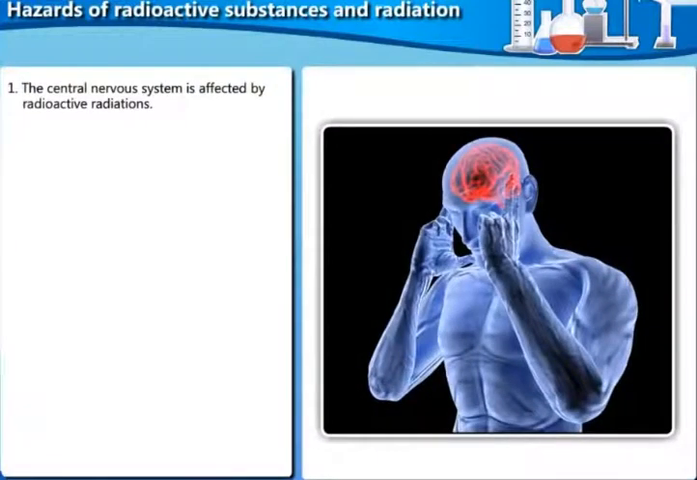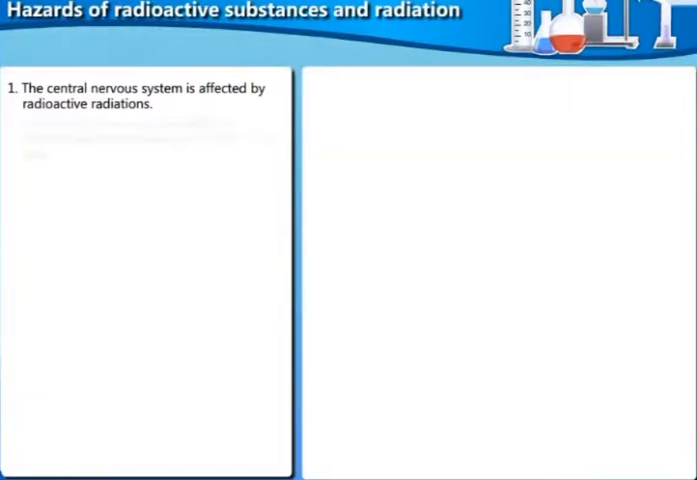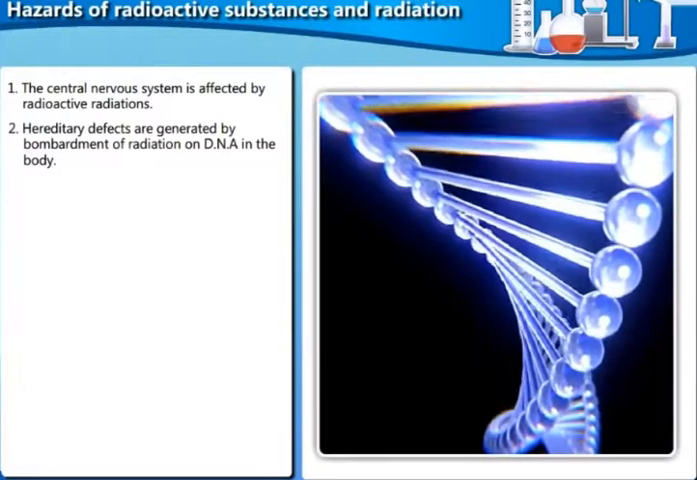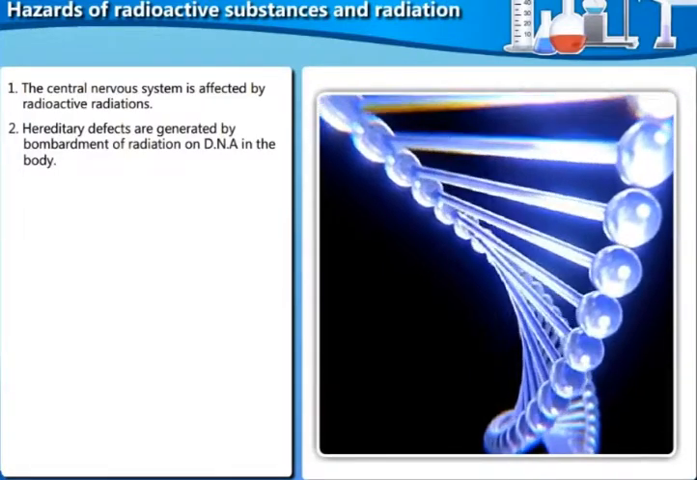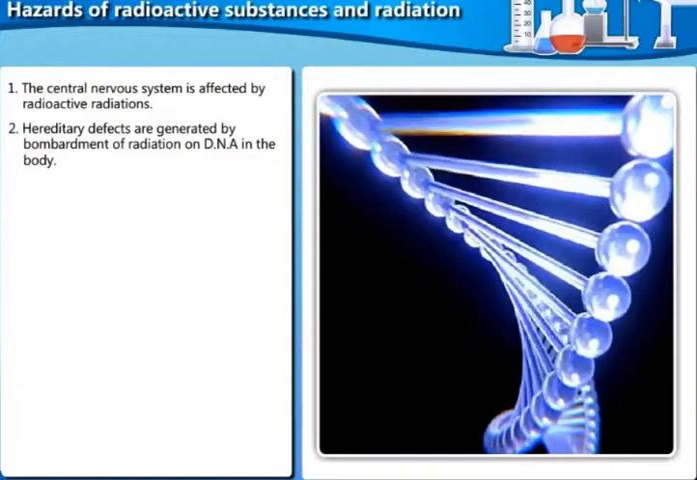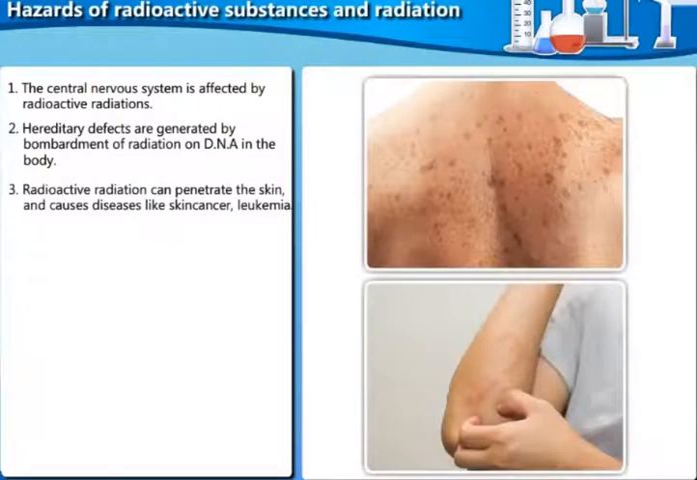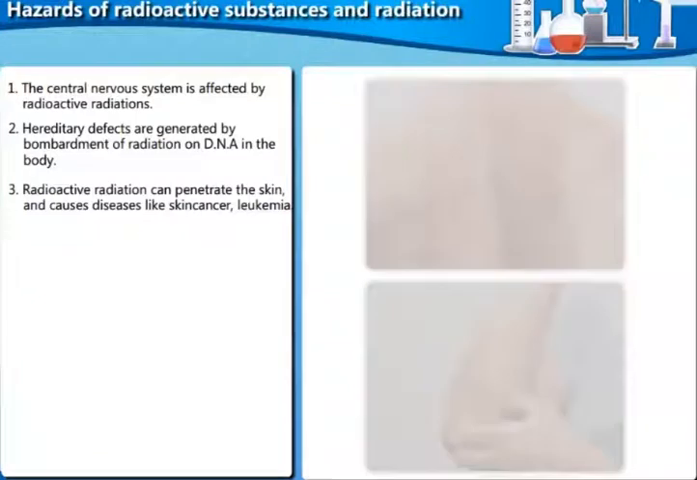1. The central nervous system is affected by radioactive radiations. 2. Hereditary defects are generated by bombardment of radiation on DNA in the body. 3. Radioactive radiation can penetrate the skin and causes diseases like skin cancer, leukemia. So as I told you, radioactive radiations can also penetrate the skin, the body, and cause various diseases.